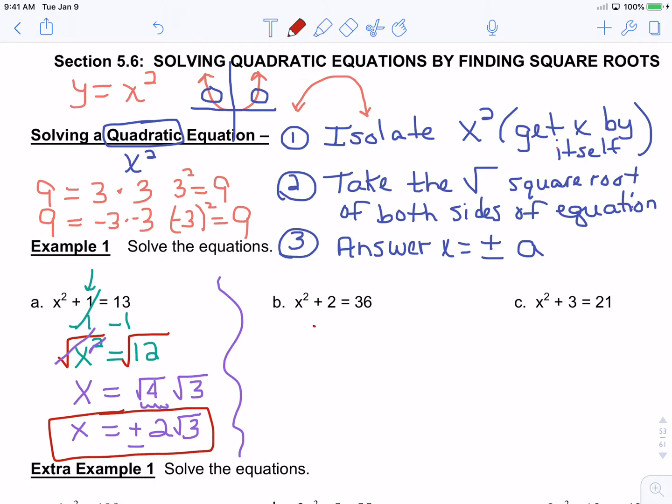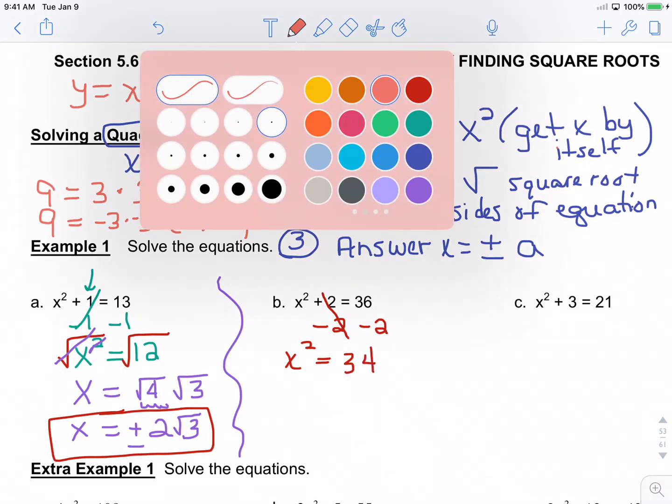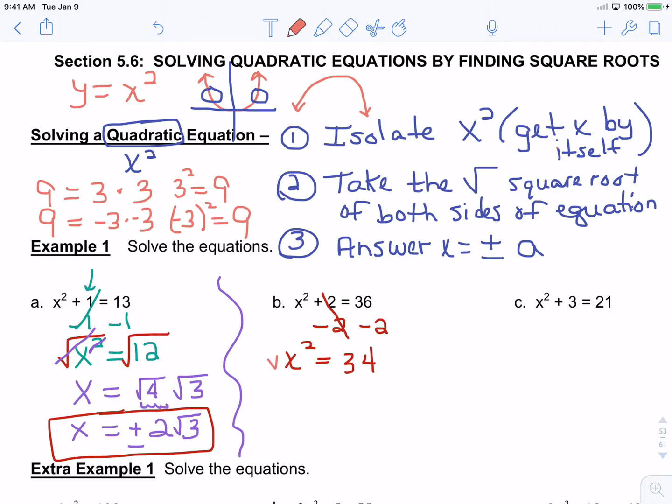So looking at B, we would subtract 2. So we're isolating x squared. That's step 1. And we would write x squared equals 36 minus 2, and the 2 cancels. 36 minus 2 is 34. Okay, so step 1, isolate x squared. Step 2, take the square root of both sides. The reason we do that is because the square and the square root cancel, leaving us with x. Remember, our goal is to get things to cancel to leave us with x.